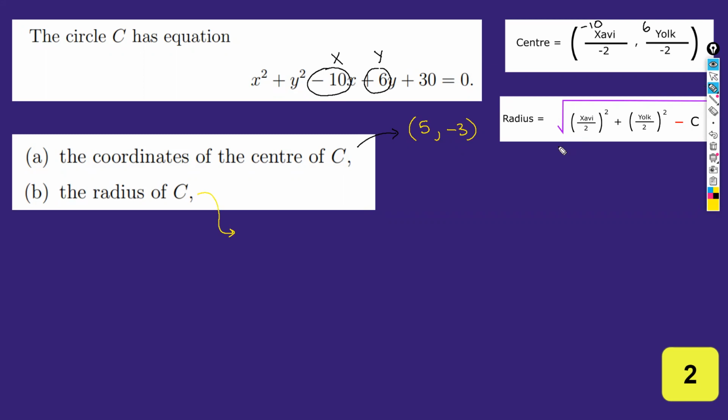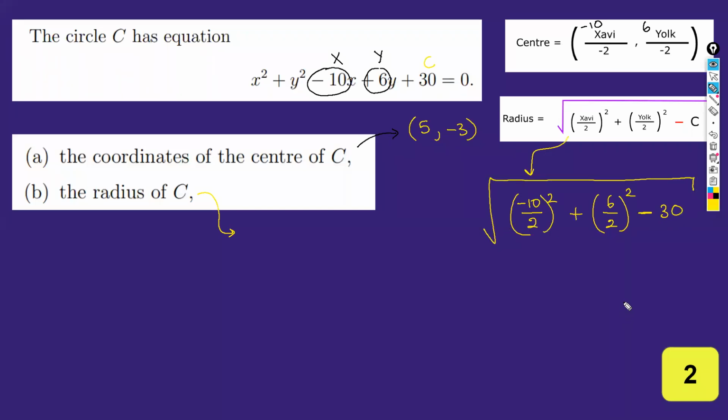So let's use this formula here. You're using minus 10 divided by positive 2. You have to make sure and square it. Take positive 6 divided by 2. Make sure and square it. The formula says you must put a minus sign. And the c value happens to be positive 30. So no problems here. And we have to square root last. So we ended up with minus 5 squared plus 3 squared minus 30.